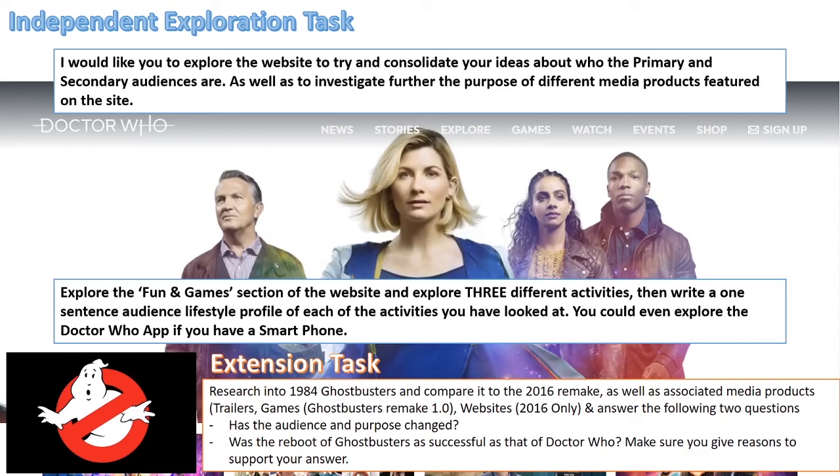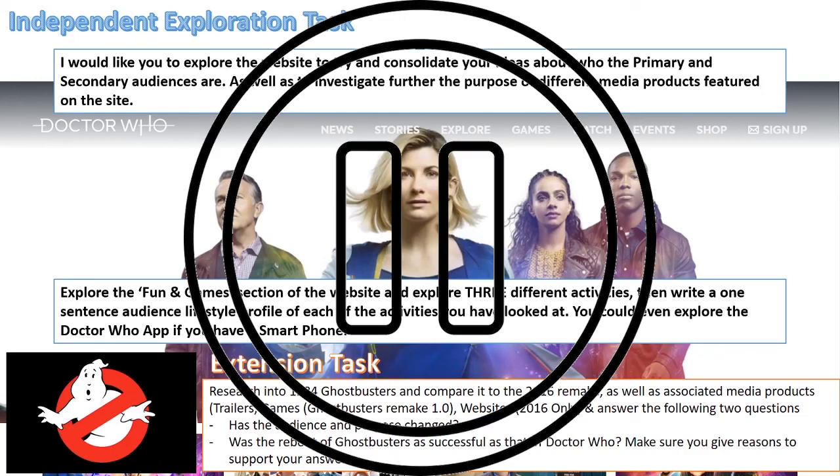As a bit of a research extension, I want you to research Ghostbusters from 1984 and compare it to the remake in 2016. How has the audience purpose changed? What was the reboot of Ghostbusters? Was it as successful as that of Doctor Who? Make sure you give reasons to support your answers. So that's your main independent exploratory task. Pause the video, give yourself half an hour.